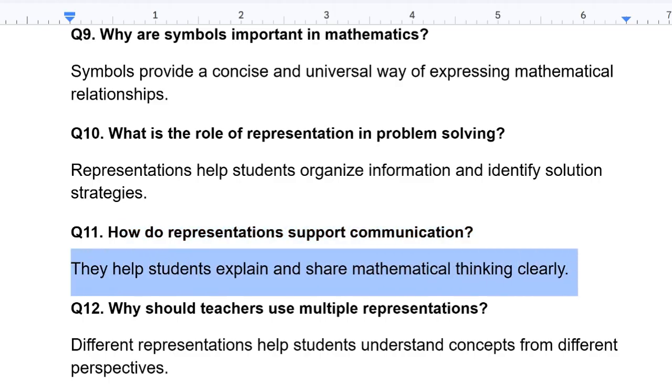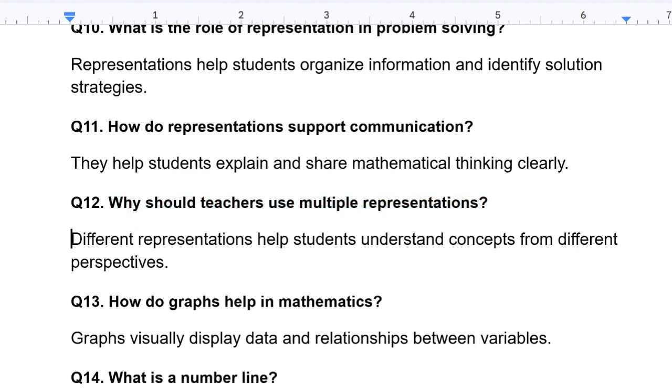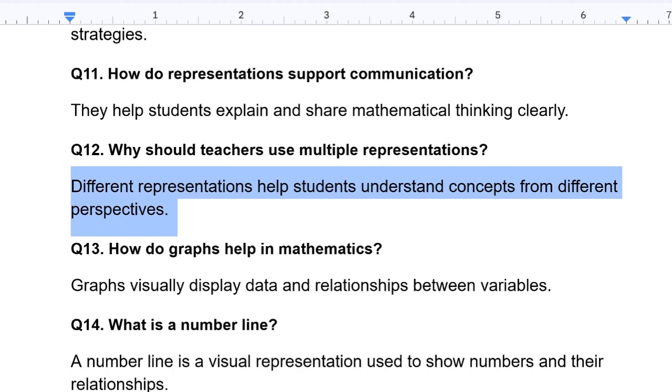How do representations support communication? They help a student explain and share mathematical thinking clearly. Why should a teacher use multiple representations? Different representations help a student understand concepts from different perspectives.